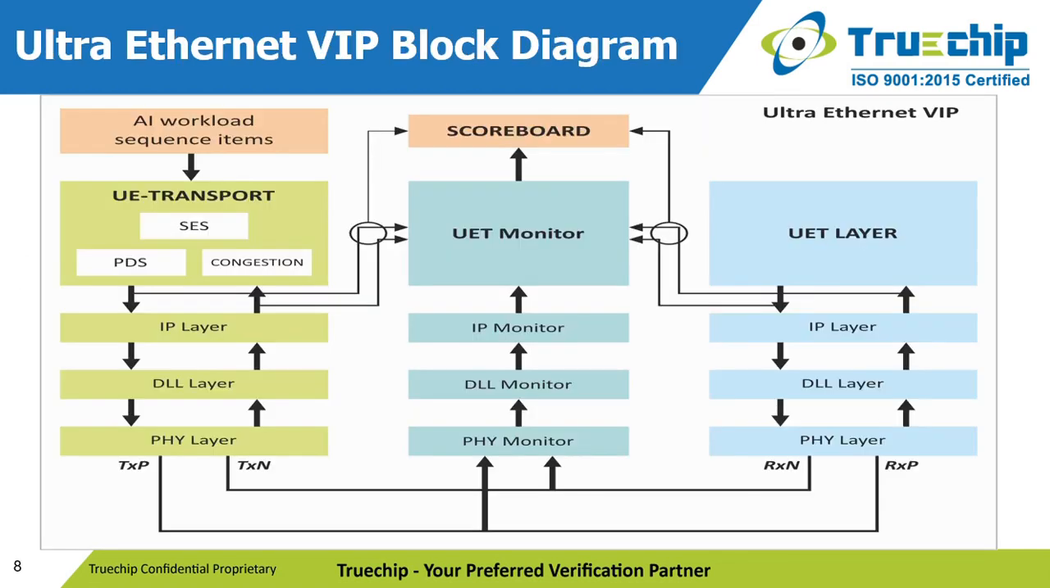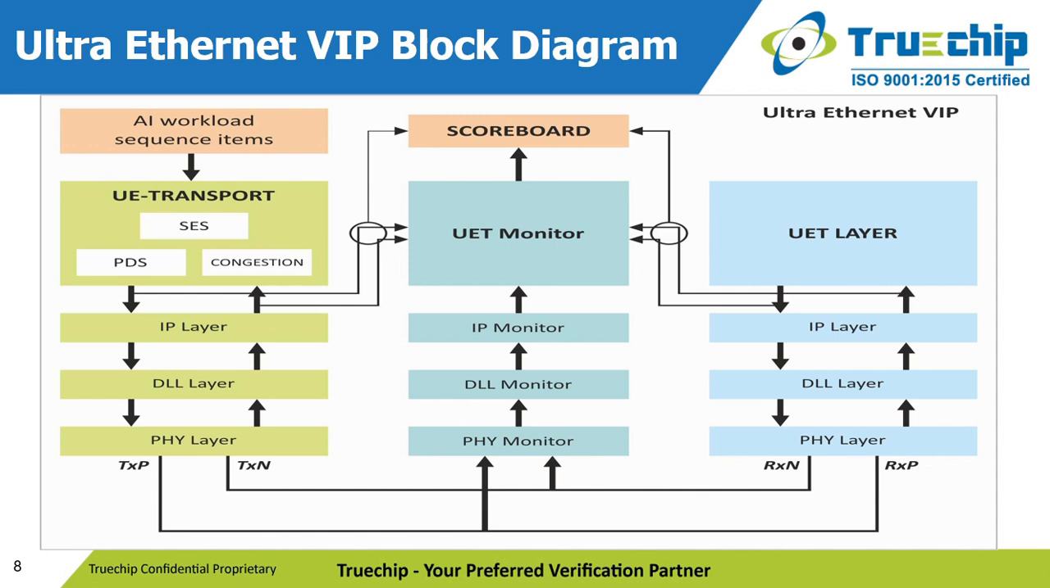Let's explore the Ultra Ethernet VIP block diagram. This block diagram illustrates the architecture of our VIP. On the left, you can see the initiator side, which takes the AI workload sequence items and passes them through the Ultra Ethernet transport layer, which includes semantic, PDS, and congestion management, and then through the IP and DLL layers to the target side. Crucially, our VIP includes complete parallel monitoring.